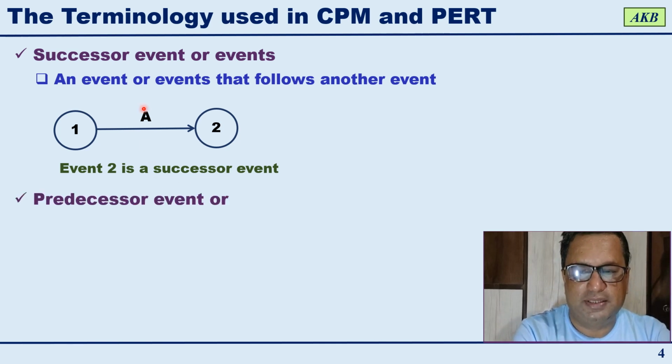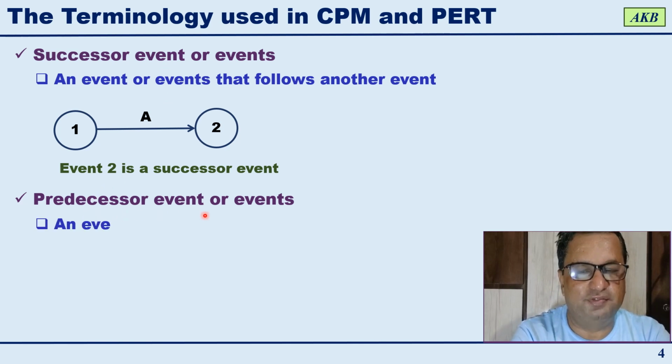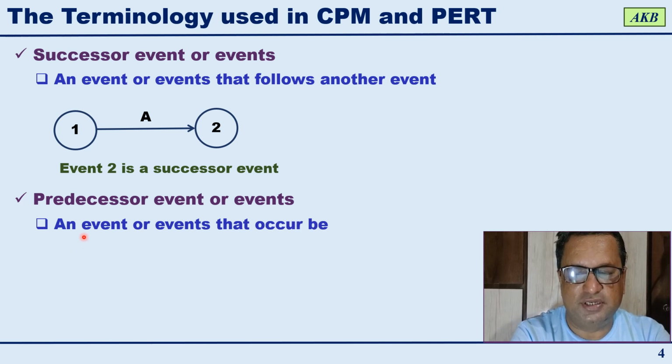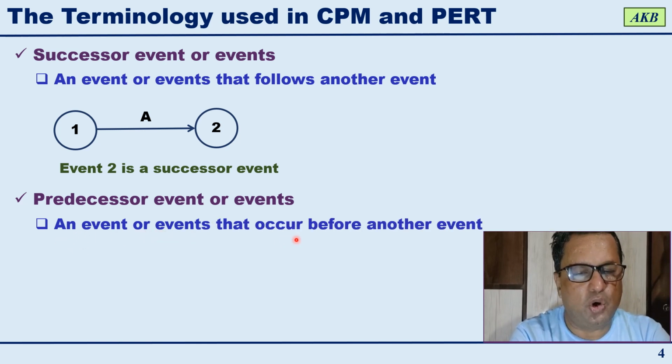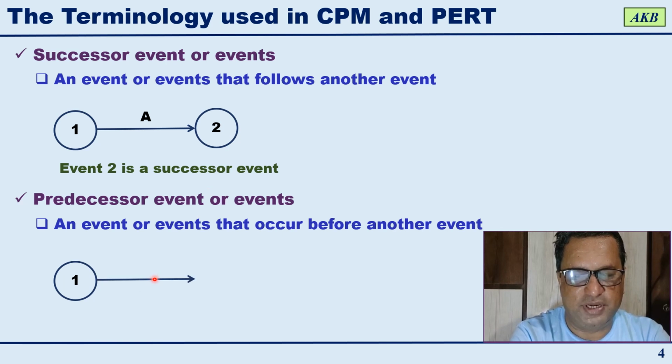Okay. Then as you have successor event, you also have predecessor event or predecessor events. So how is it understood? It is understood as an event or events that occur before another event. We will understand this with the help of this simple diagram.